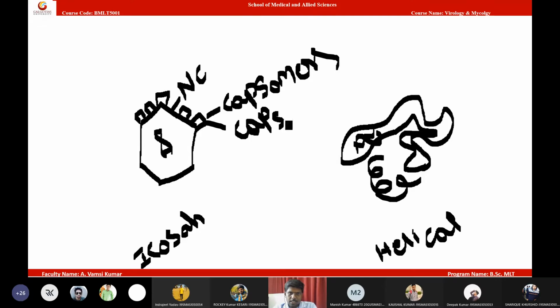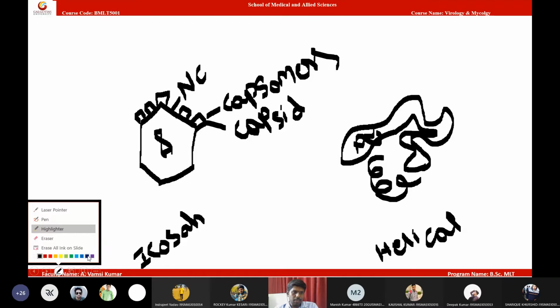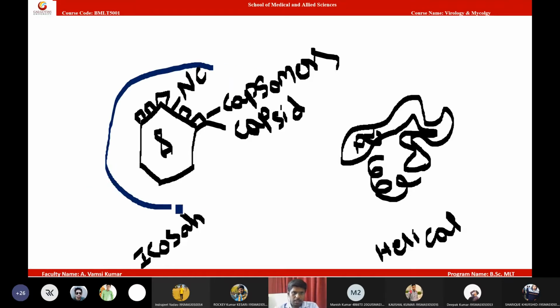Capsids are present on the surface of the nucleocapsid. These are called capsomers or capsids. After capsids, some viruses will have an outer membrane. Here I'm drawing an outer membrane. Some viruses will have an outer membrane.